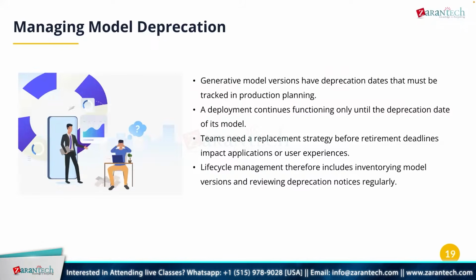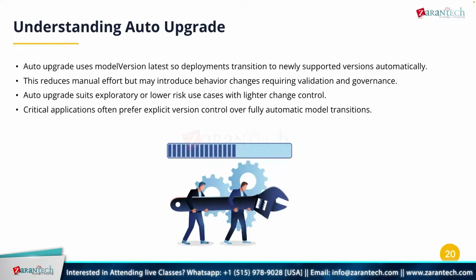And managing the model deprecation, especially when you're going for continuous deployments and everything, which is very important for you. And you should know the auto upgrades, when you have to do them, when they will be suited for you, what are the risky and non-risky cases. You have to check team by team, because auto upgrades use the model version later. So deployments transition to newly supported versions automatically. Sometimes your old models might not support it if they do auto upgrade without knowing the impact. So those might not work for you. So just go with that before you go for the auto upgrade option.